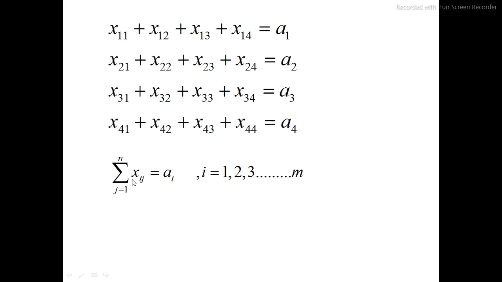In general, I can say that it is nothing but a summation, sigma of j equals 1 to n, x of ij equals ai. Here ai is the supply quantity with the godown, and this is the quantity, right? Here it is. So this is the supply constraint, we can say.